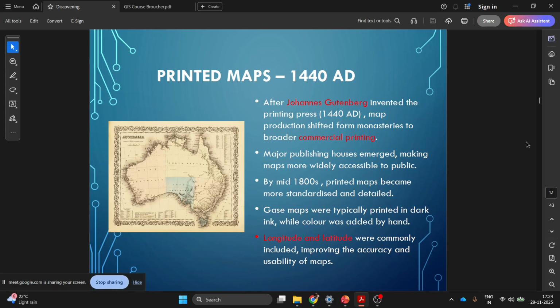This made maps more widely accessible to the public. Initially the maps were with only a few people, but once the printed map came, it came into the hands of everyone as a printed version. And by the mid 1800s, printed maps became more standardized and detailed. As printing technology evolved, maps became more detailed, with places, latitude, longitude, mountains, rivers, streams, and all the details a person needs to understand, shown on a map. So that happened in the 1800s AD.